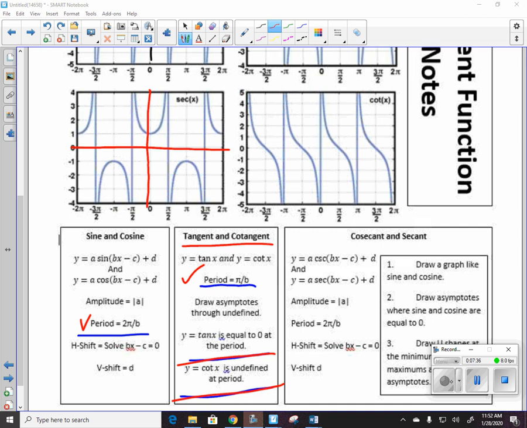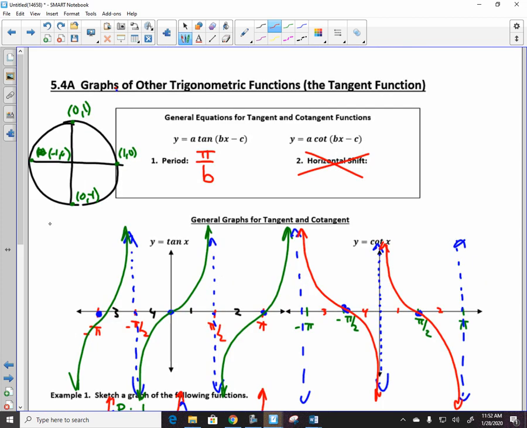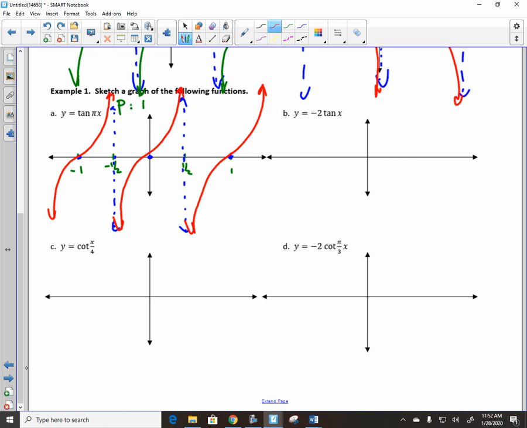You guys can have time to work. The assignment is short. So if we flip back to this page right here, I'm now going to graph negative 2 tangent of x. Negative 2 tangent of x. What is the period? Pi.